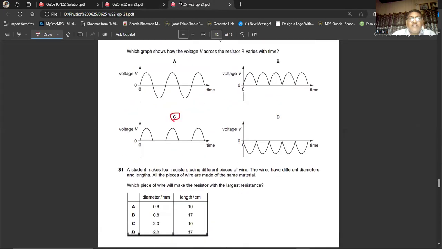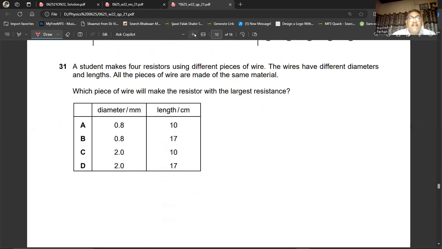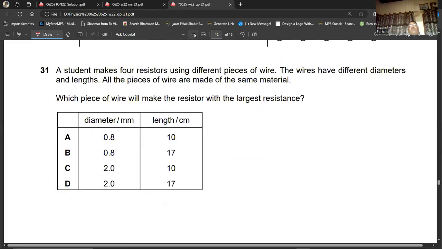Okay, so we are going to the next part. That is question number 30. And he says, a student makes 4 resistors using different pieces of wire. The wires have different diameters or lengths. All the pieces of the wire are made of the same material. Which piece of the wire will make the resistor with the largest resistance?